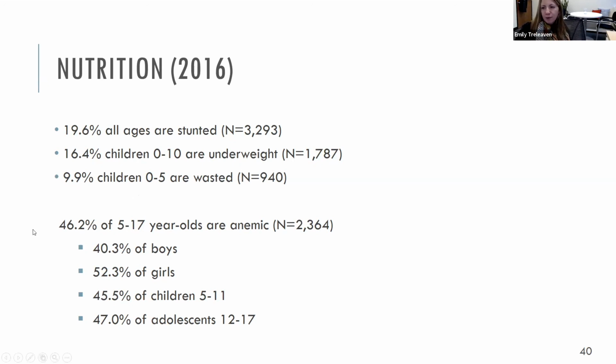As I mentioned, we measured anemia, which is highly prevalent across Southeast Asia, including in our sample. Almost half of 5 to 17-year-olds in the CVFS are anemic. It's more prevalent among girls, which is typical, and then we see a slight increase among adolescents compared to children 5 to 11.